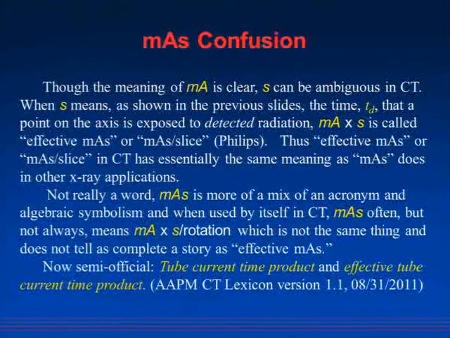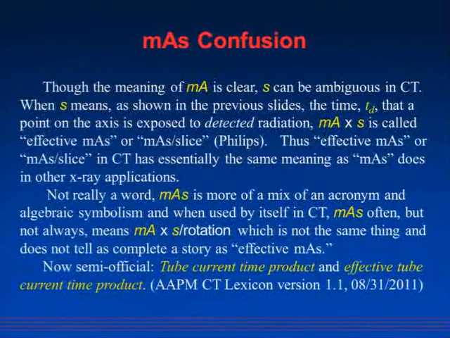And when used by itself in CT, mAs often, but not always, means the mA times the time per rotation, which is not the same thing and does not tell as complete a story as effective mAs. If you had to have one number, effective mAs is a better one to use. GE doesn't use it, but you can always calculate it yourself. It's now sort of semi-official in the AAPM CT lexicon.